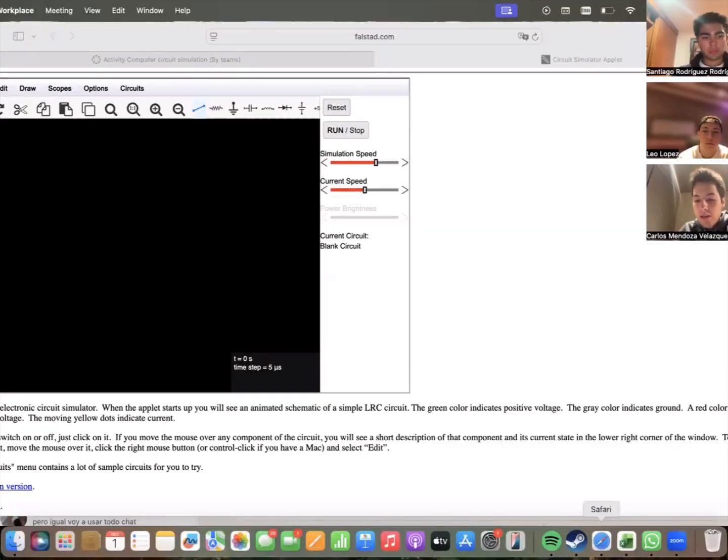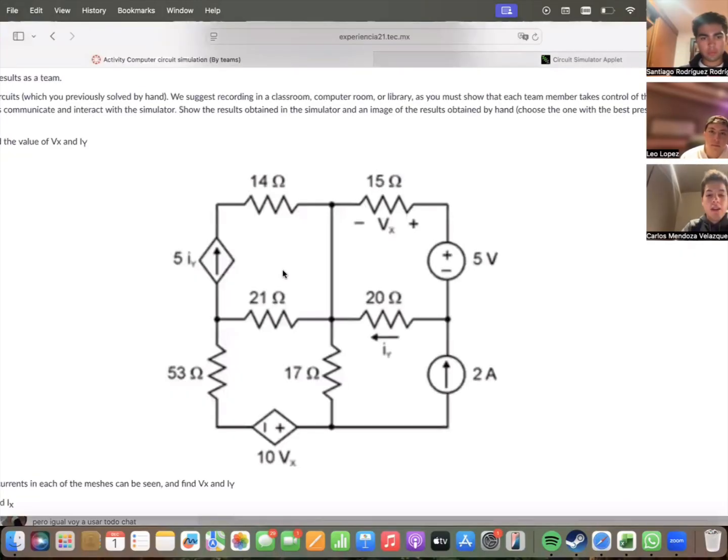To begin, we're going to present a circuit solved using the mesh and super mesh method analysis to obtain I, Y, and Vx. Carlos Mendoza will present the circuit. Okay, so now I start sharing the screen. As you can see, this is the circuit that I'm going to solve on the circuit simulator.